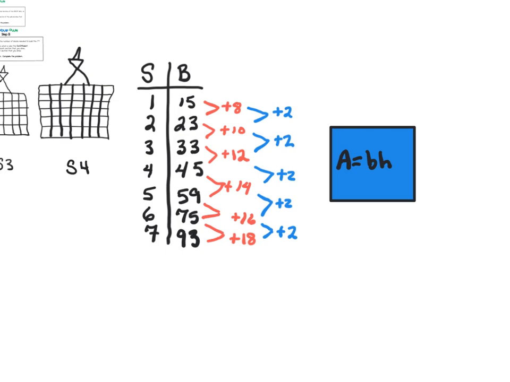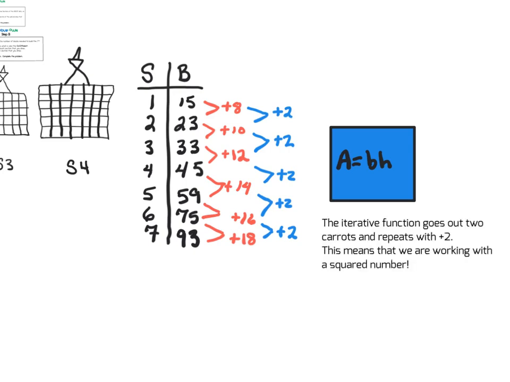So that is the cool thing, and we're going to write that down. Alrighty, and here's what I want you to write for your iterative function, because this is a little bit different, and if you did it wrong, no worries at all, my friend. Just pause the video and add this little bit of notes to your paper. It should say, the iterative function goes out 2 carrots. Now, that's just my word, right? Because I don't know if anyone else calls these carrots. But anyway, it goes out 2 carrots and repeats with +2, my friends. And this means that we are working with a squared number, which means we're going to be using the area of a rectangle to solve this problem.